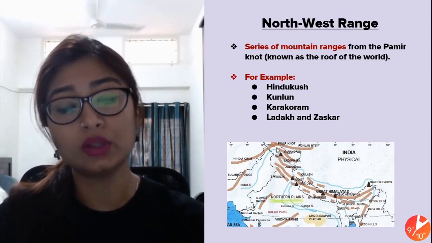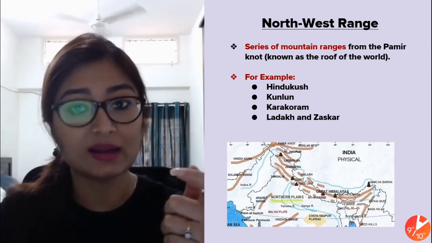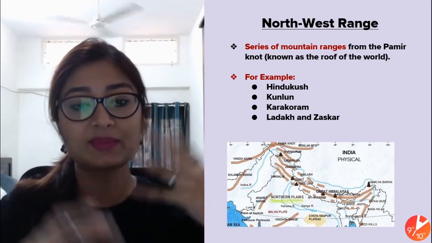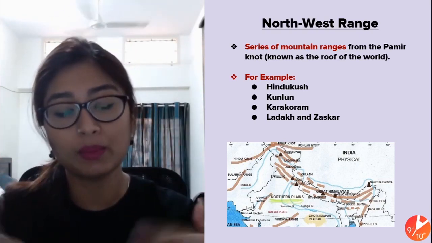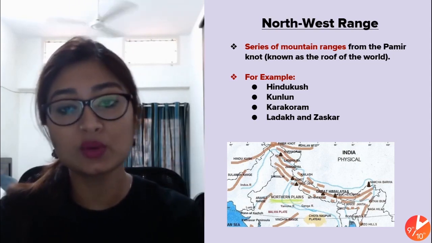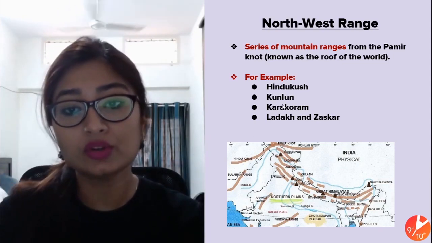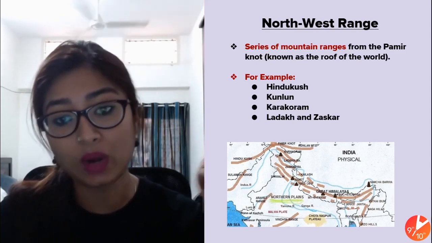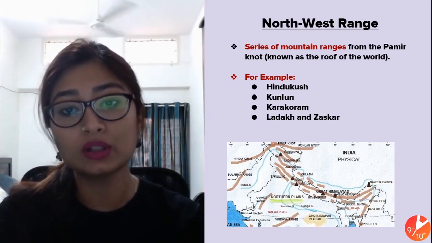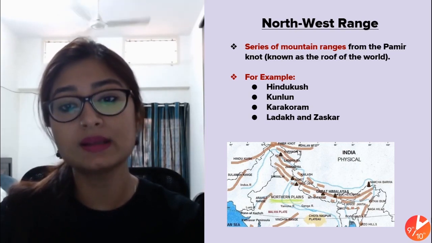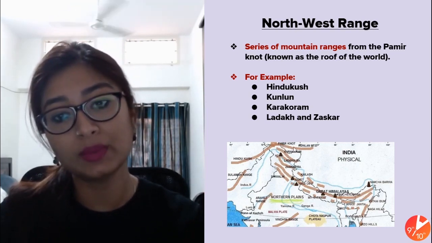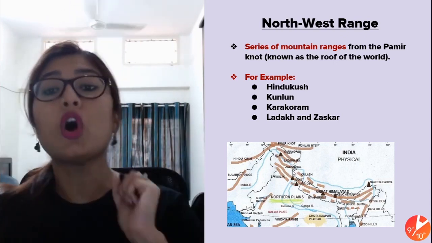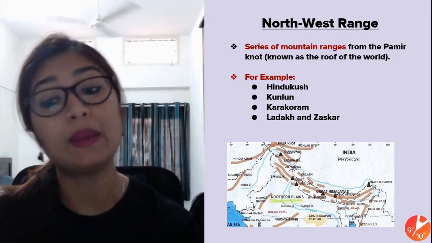And it starts from here. That's where the series of the mountain starts from. Okay, and this actually has multiple mountain ranges over there. So you can see the Hindu Kush, Kunlun, Karakoram, Ladakh and Zaskar. Ladakh and Zaskar is right here. Then you have the Kunlun over here, and here is Karakoram. So you can see right from here it begins, goes here till here and ranges up to here. That is the northwest range of the Himalayas.